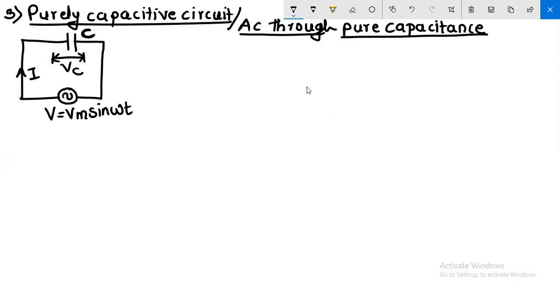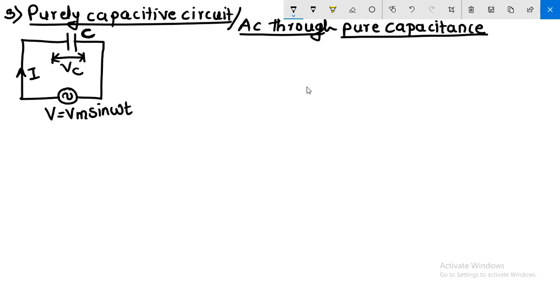This is the symbol of capacitance, everyone knows it, right? Everybody knows that this is the symbol of capacitance. Might be you have studied in 12th. This is the symbol of capacitance. Everybody studied it or not?